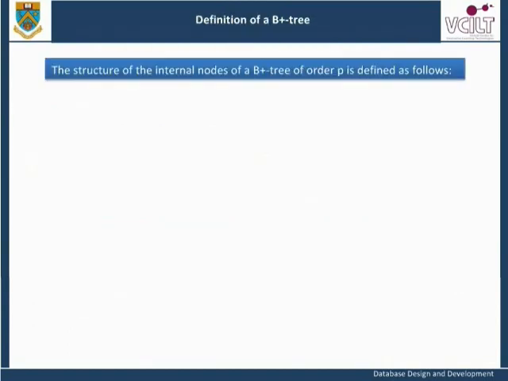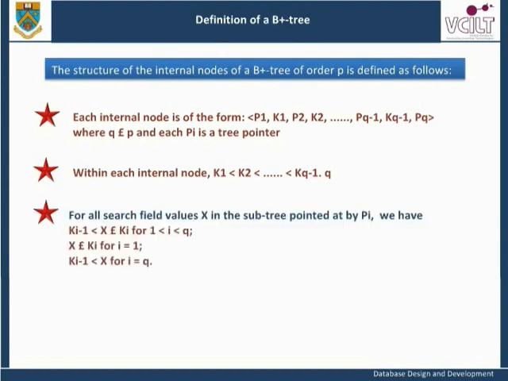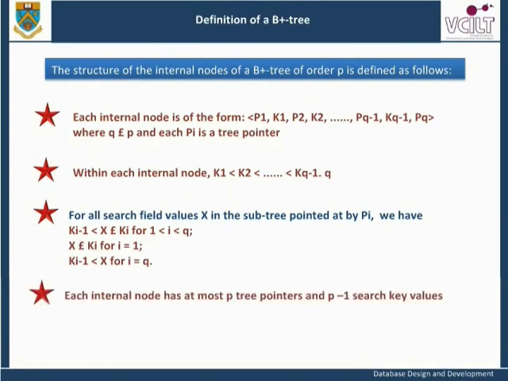The structure of the internal nodes of a B+ tree of order p is defined as follows. Each internal node is of the form P1, K1, P2, K2, ..., P(q-1), K(q-1), Pq, where q ≤ p and each Pi is a tree pointer. Within each internal node, K1 < K2 < ... < K(q-1). For all search field values X in the subtree pointed at by Pi, we have: each internal node has at most p tree pointers and p-1 search key values.